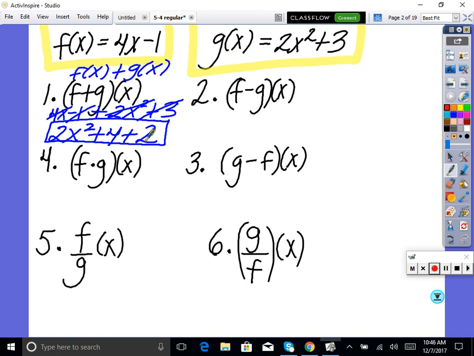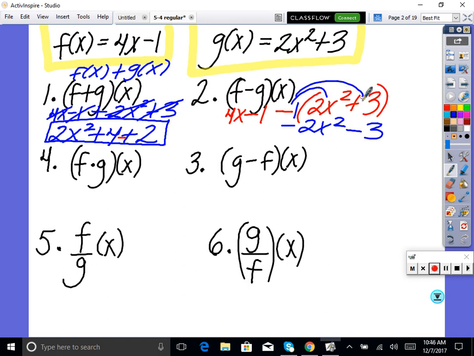So f minus g, here we go. 4x minus 1. Then now we've got to subtract, in parentheses, all of g of x. So 2x squared plus 3. All right, so isn't this really subtract 2x squared minus 3? Boom, boom. And now this is gone, so combine like terms. So we have negative 2x squared, no other x squareds, plus 4x, minus 4. There's our answer.